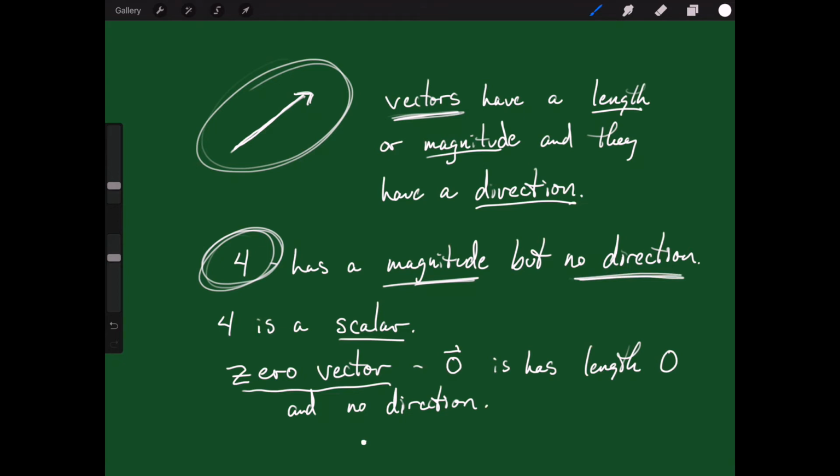And then we have this third concept, and that is the zero vector. The zero vector is just like the arrow from a point to itself, if you like. It's just a dot, but it has length 0 and no direction. Okay, so those are all concepts that we need to know.